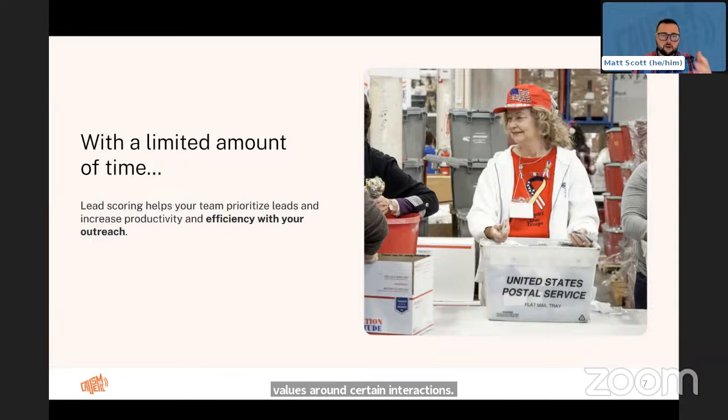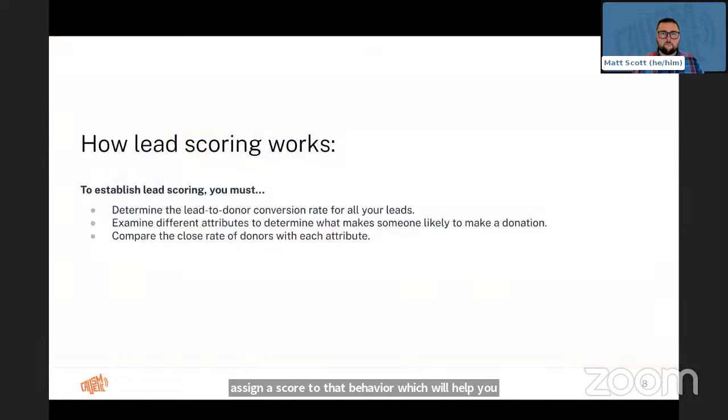So an example here from Operation Gratitude, one of our clients, here's a volunteer who's actually there filling out care packages for troops. They're showing the nonprofit that they are very interested in the work that they are doing. That's a behavior that they are doing, and you can actually assign a score to that behavior, which will help you automate the process. Again, more on that in just a minute.